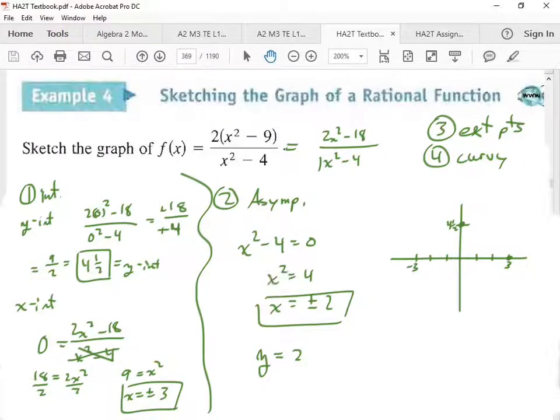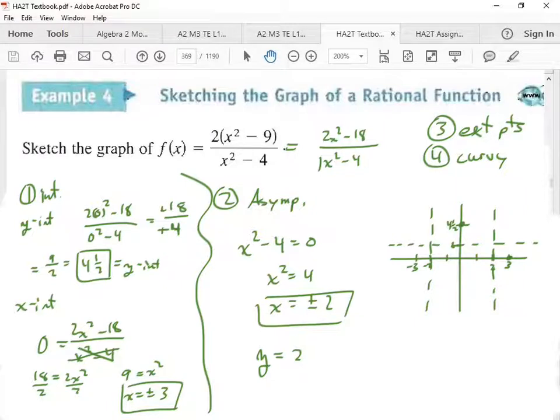vertical asymptotes at 2 and negative 2. So I'm going to put a negative 2 right here, and a 2 right here. And we have a horizontal asymptote at y equals 2, so that would probably be right about there. All right, so there's everything.